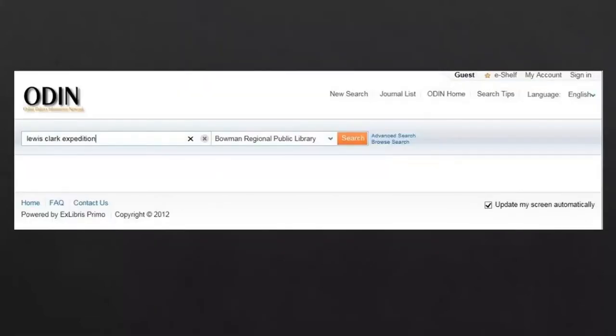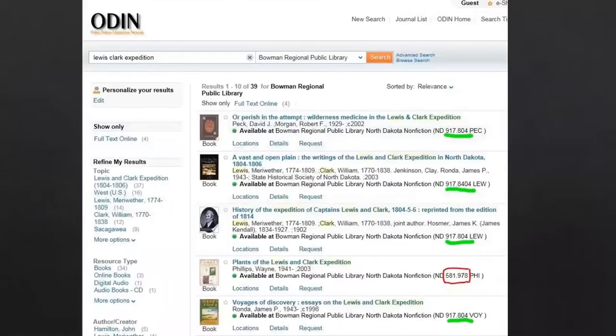If the book doesn't have CIP data, but you know you have other books about that topic, search your online catalog. For this example, we will search in Primo for the Lewis and Clark expedition. Most of the numbers highlighted in green are 917.804. So that's a good choice for a book about their expedition as a whole.